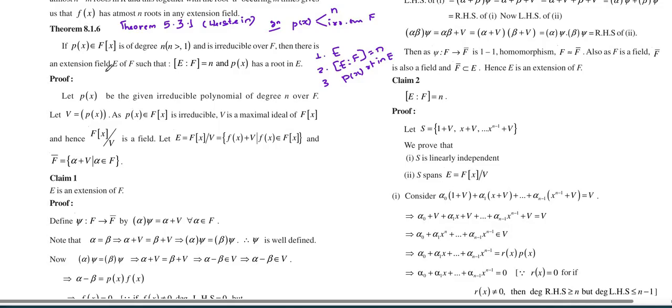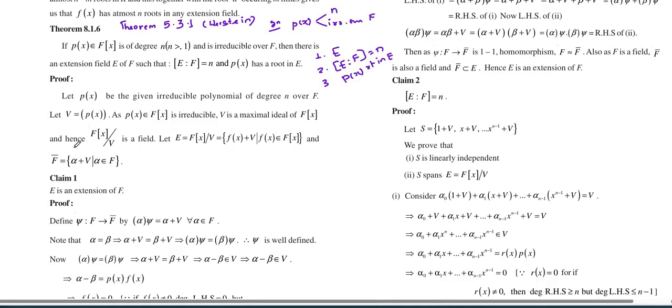Now we will consider p(x) to be the given irreducible polynomial of degree n over F, and V be the ideal generated by p(x). Now p(x) is irreducible, so by the last lemma in polynomial rings, we conclude that V is maximal in F[x]. Because V is maximal, this must be a field. So now you take F[x] mod V to be E, which consists of elements of the form f(x) + V, where f(x) ranges over F[x].